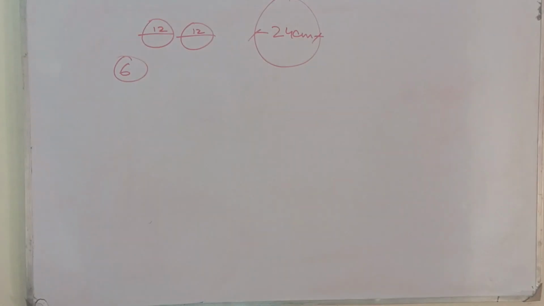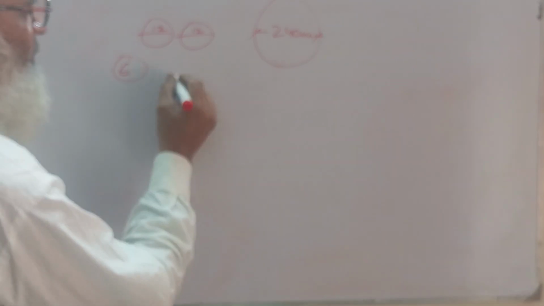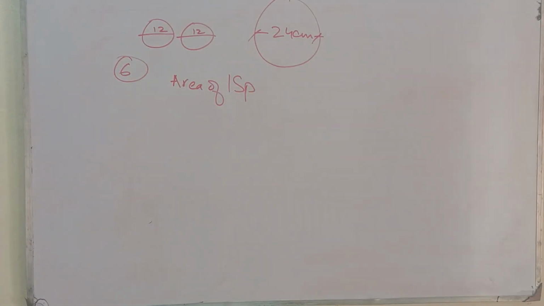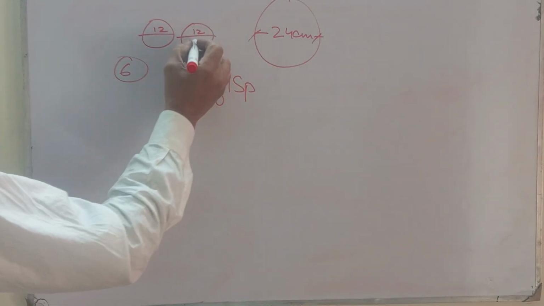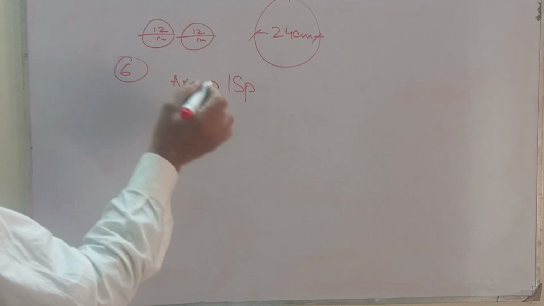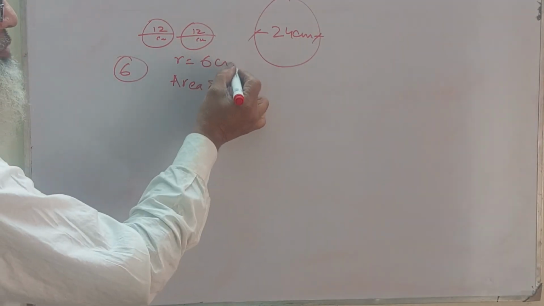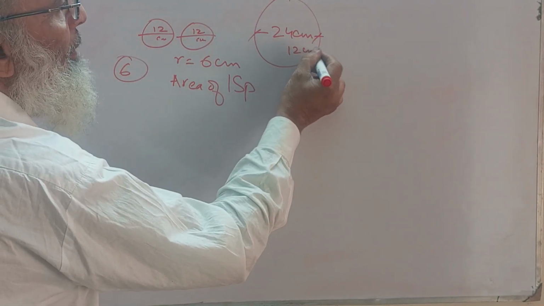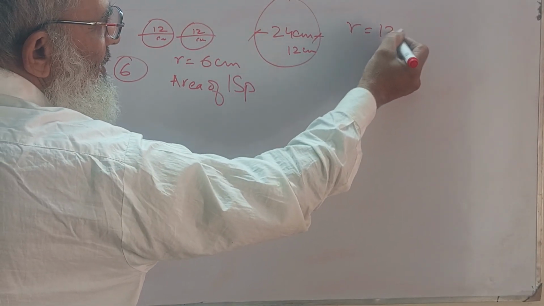Now, my dear students, let me tell you how the pizza makers cheat you. Okay, now, area of one small pizza. The diameter is 12 centimeters. This is also 12 centimeters. Therefore, the radius of both is 6 centimeters. And the radius of this larger pizza is 12 centimeters.